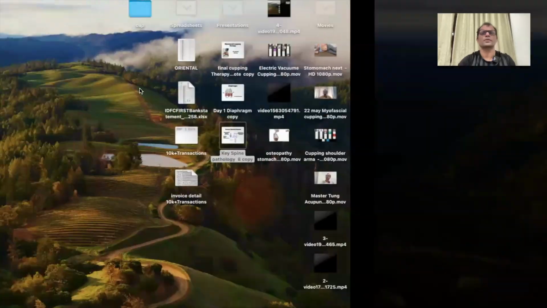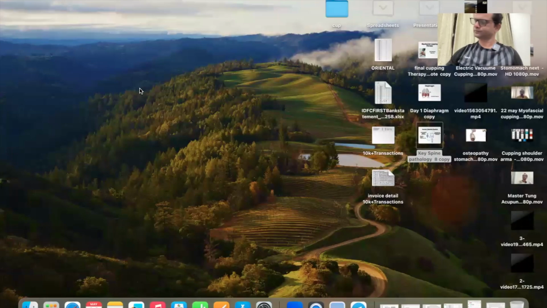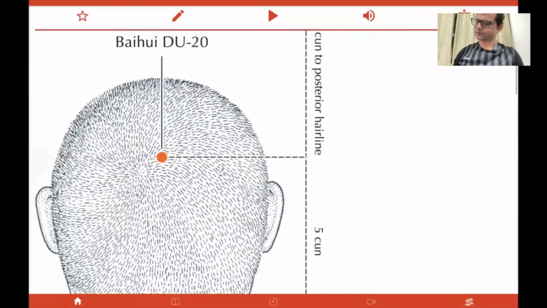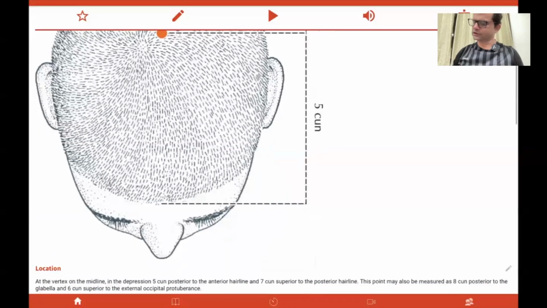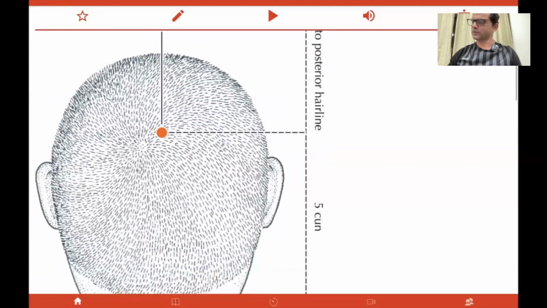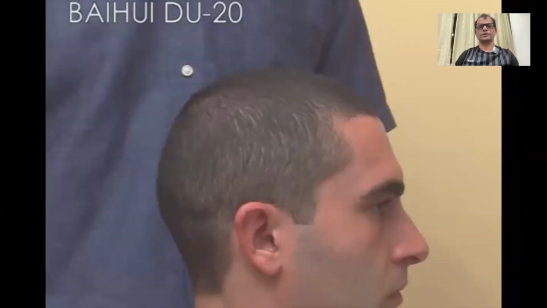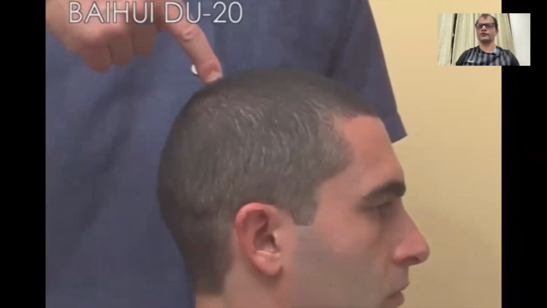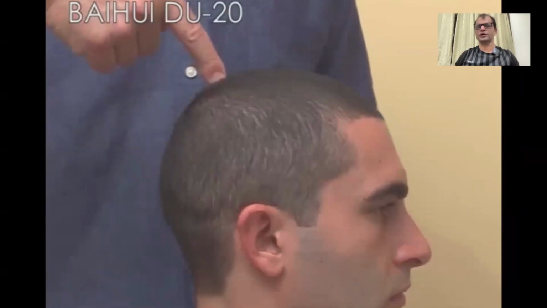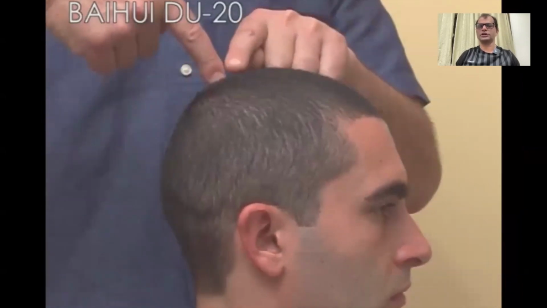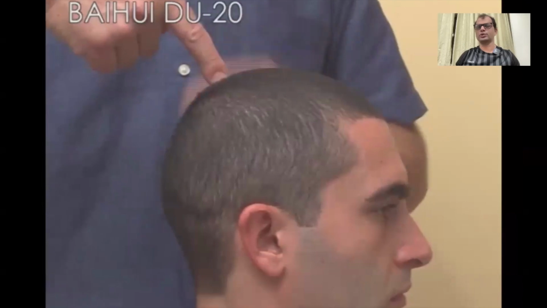So now look here. Let's see now. Be already aware this is the DU20 point. We know our DU20 point is on the top of the scalp. So from the hairline, we will be going 5 chun posterior. From the hairline, if we go 5 chun back, we get this point DU20.